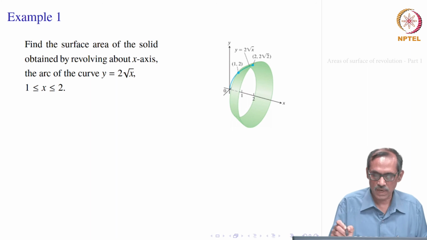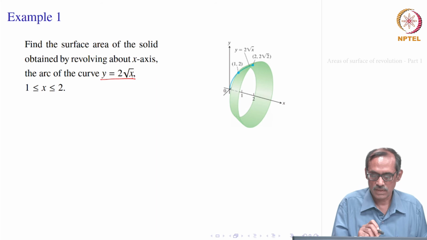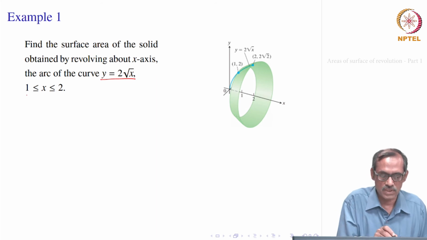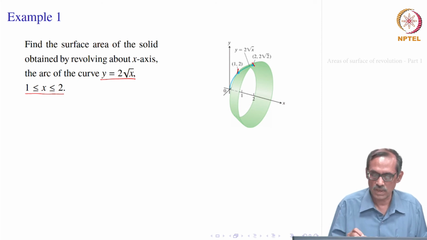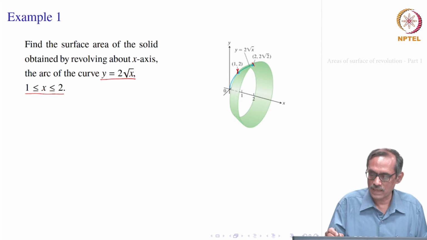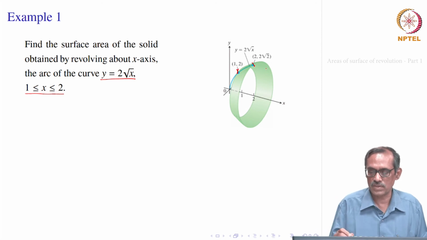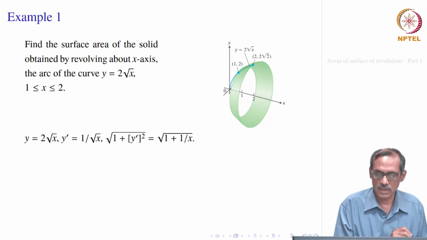Say in this example, we have a curve which is y equal to 2 root x, and we are taking an arc of this curve which is defined by varying x between 1 and 2. So, x varies from 1 to 2, this portion. Y equal to 2 root x is the whole blue one, as you see in the picture, but we are interested only in this arc which is revolved around x axis to obtain this surface, which is painted green here. So, now we want to find the surface area.